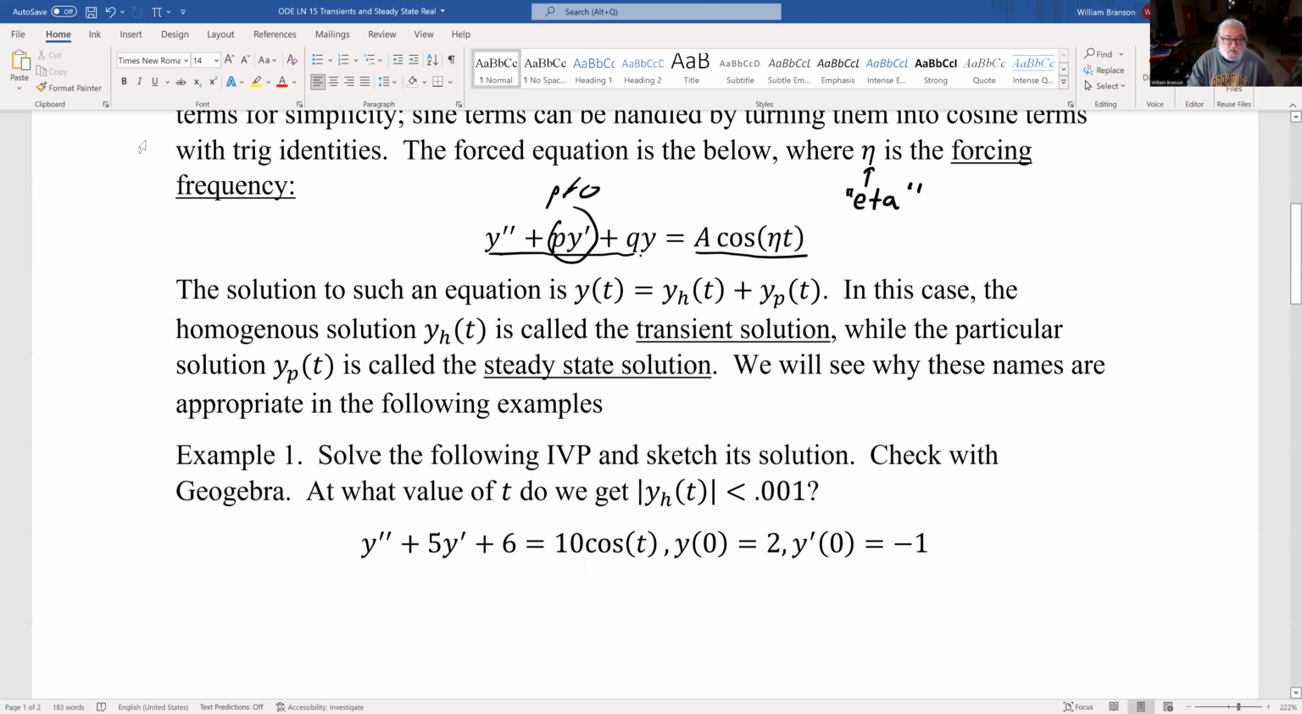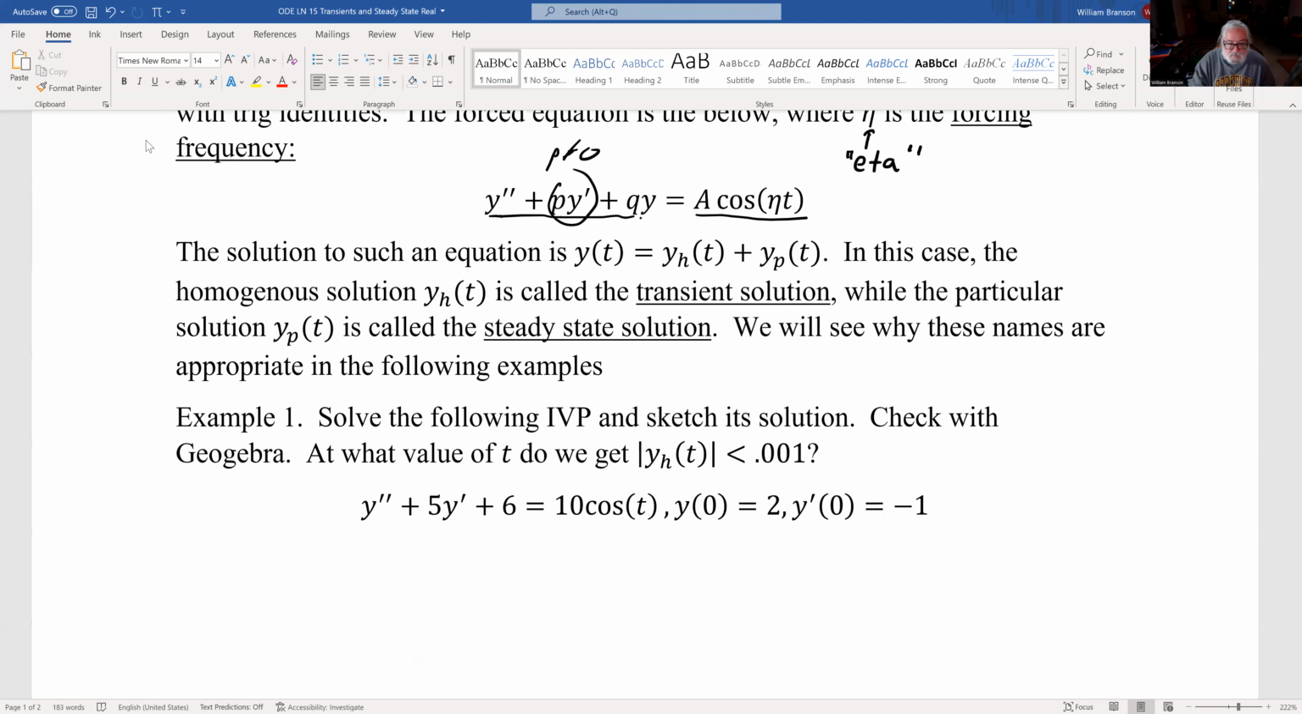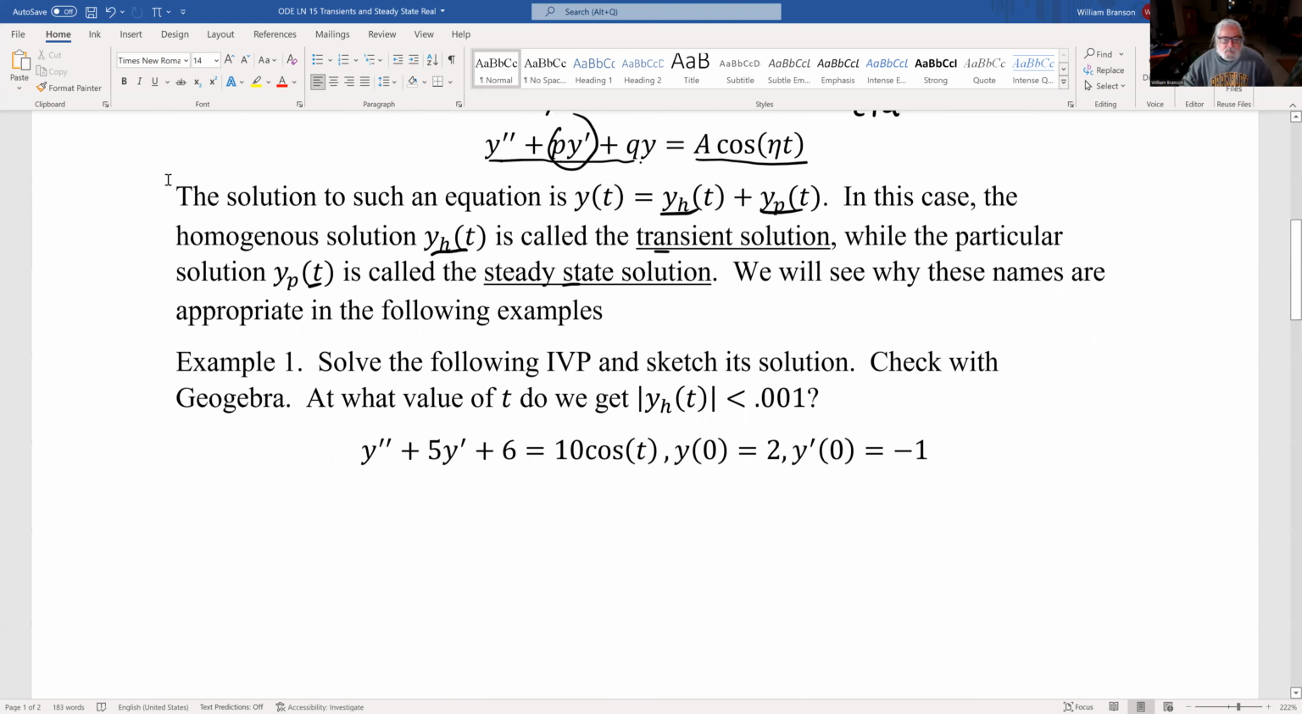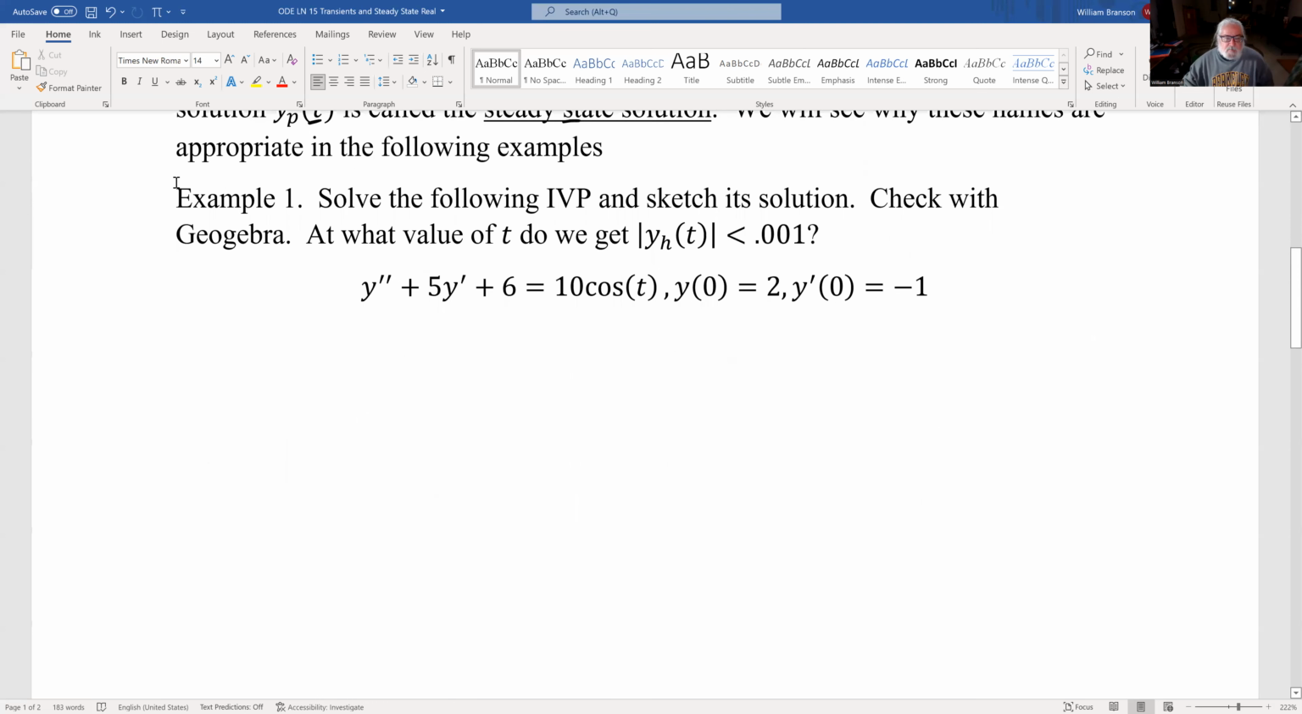And the solution to such an equation is the homogeneous solution plus the particular solution. The homogeneous solution is going to turn out to be called the transient, and the particular solution will be called the steady state solution. We'll see why those names are appropriate when we get to these examples. So here's an initial value problem: sketch its solution, check it on GeoGebra, and when does the homogeneous solution get less than about 0.001?